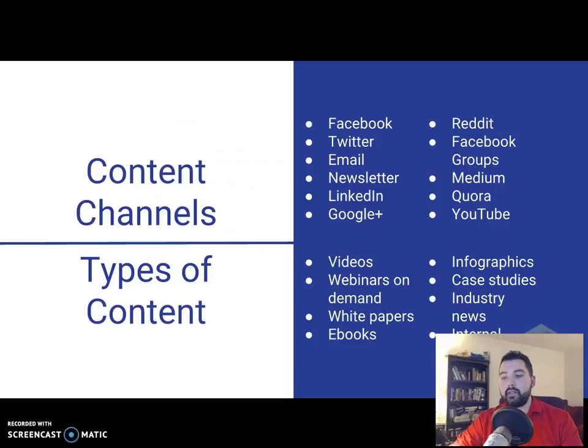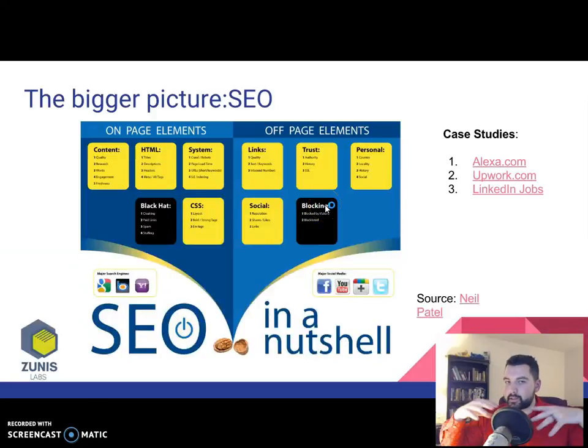And we see here that there are many different types of content channels. We see the traditional ones like Facebook, Twitter, email, newsletter, LinkedIn, Google+, and then the less traditional like Reddit, Facebook groups. I want to throw in Facebook Messenger now. All hail Messenger chatbots, Medium, Quora, YouTube, and then the types of contents that we see are going to be videos, webinars on demand, white papers, ebooks, blog posts, guest blog posts, comments on message boards, infographics, case studies, industry news, and internal promotion.